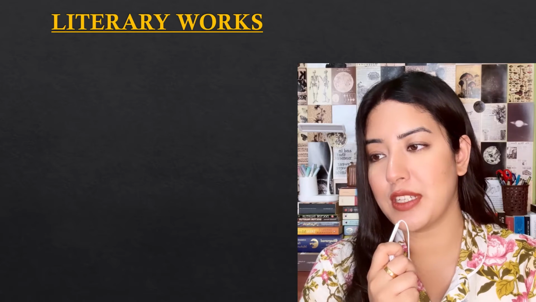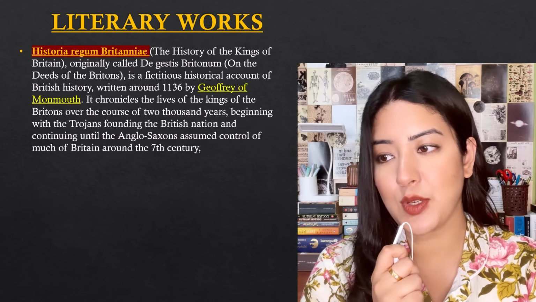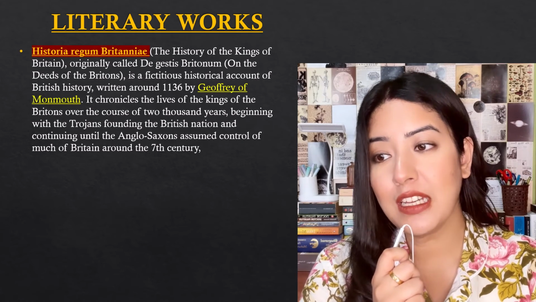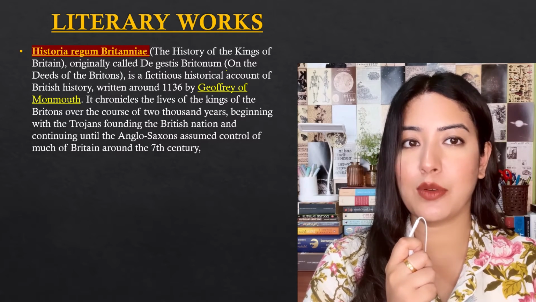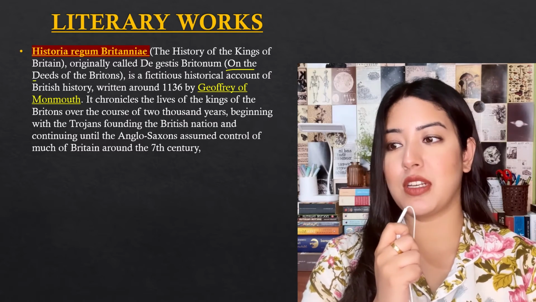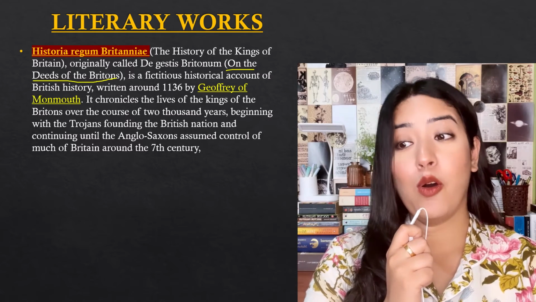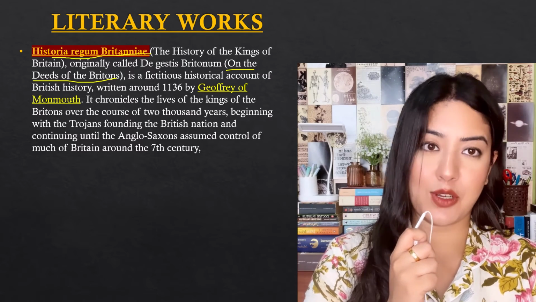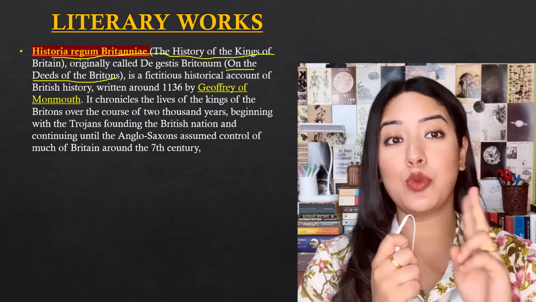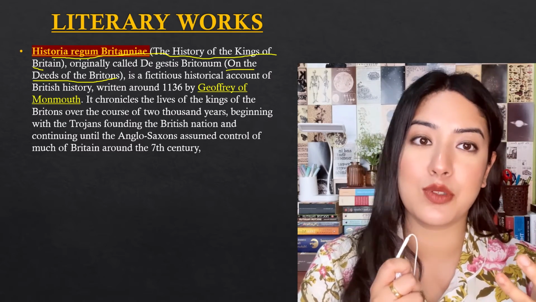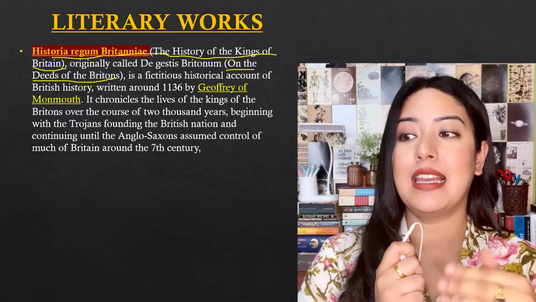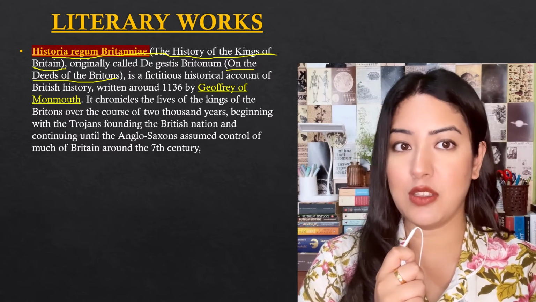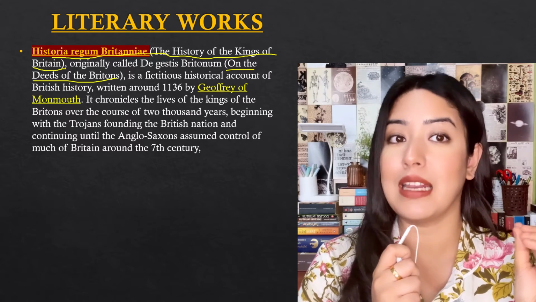So let us talk about the first literary work, which is Historia Regum Britanniae, the history of the kings of Britain, originally called On the Deeds of Britons. So the trick is, in the question answers, sometimes they might mention Historia Regum Britanniae, or they might mention On the Deeds of the Britons. So whenever you see the two names, don't get confused. Okay, it's the same book. Originally it was called something, and later it was called Historia Regum Britanniae. So what I'm saying is, remember both the names.